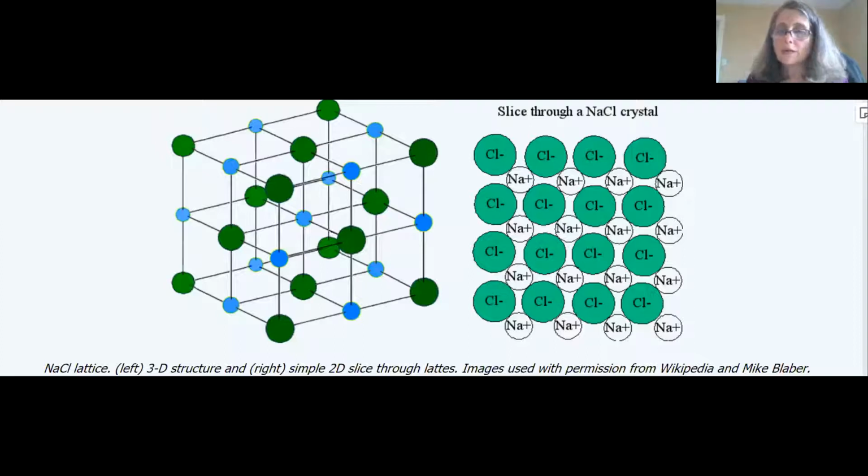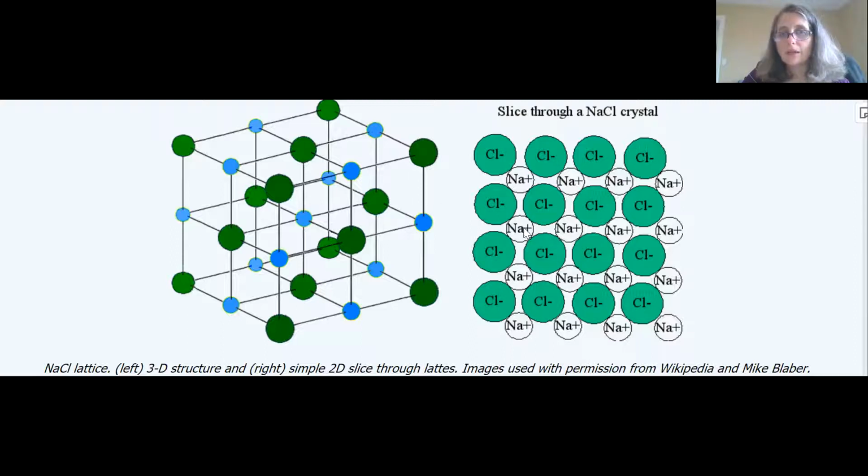So here's a picture of a sodium chloride crystal. What you will see is the sodium ion is probably the one in blue, and then the green one is the chloride. So again, the repeating pattern is the sodium and the chloride over and over and over again, billions upon billions of times.